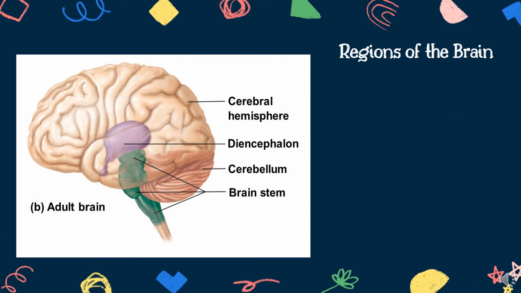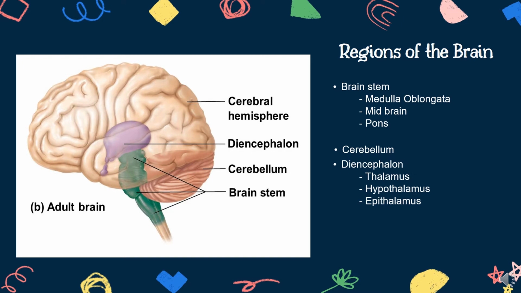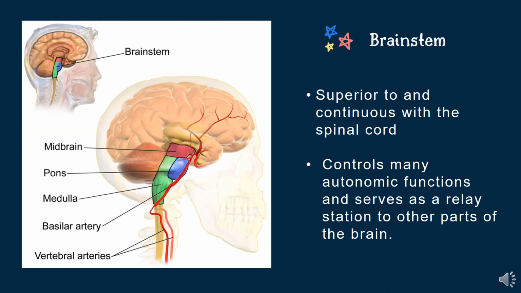What we have here are the major parts of the brain, or the regions of the brain. First is the brainstem. It consists of medulla oblongata, midbrain, and pons. Second is the cerebellum. Third, diencephalon. It also consists of thalamus, hypothalamus, and epithalamus. And lastly, the cerebral hemisphere, also known as cerebrum. So let us first discuss the brainstem.